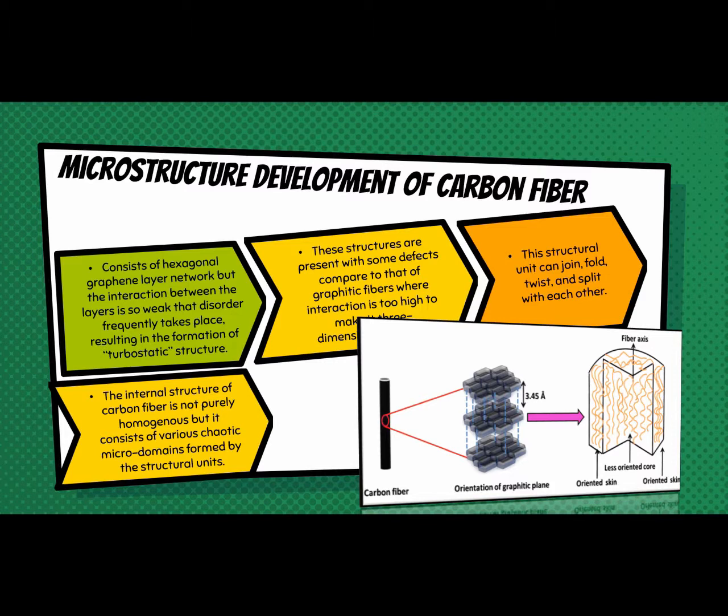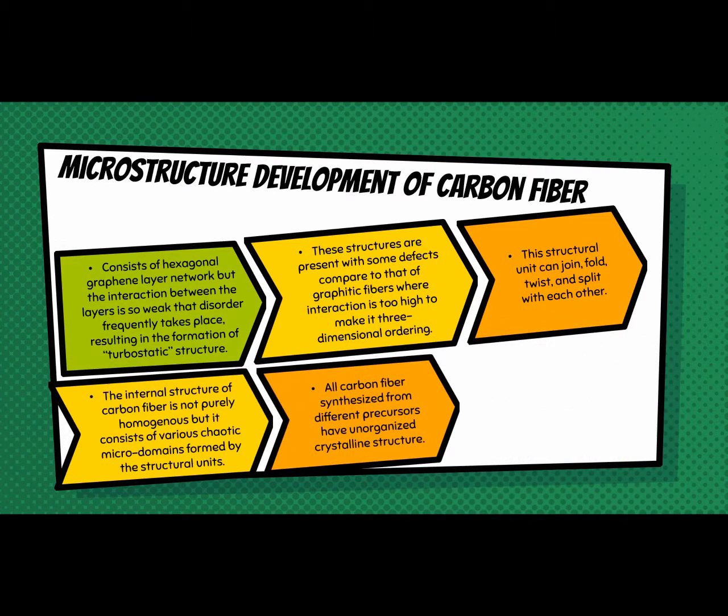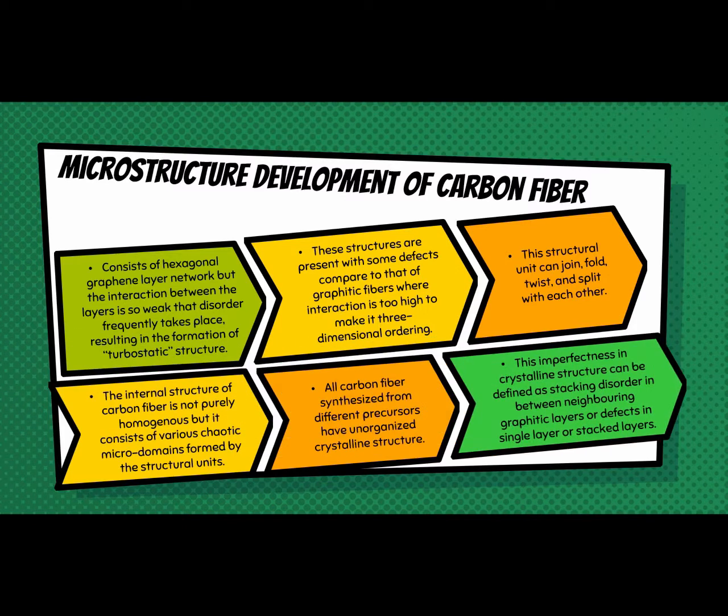In carbon fiber, each crystalline plane consists of aromatic rings where carbon atoms are positioned on a hexagonal lattice. All carbon fiber synthesized from different precursors has an organized crystalline structure. This imperfectness in crystalline structure can be defined as stacking disorder in between neighboring graphite layers or defects in a single layer or stacked layers.